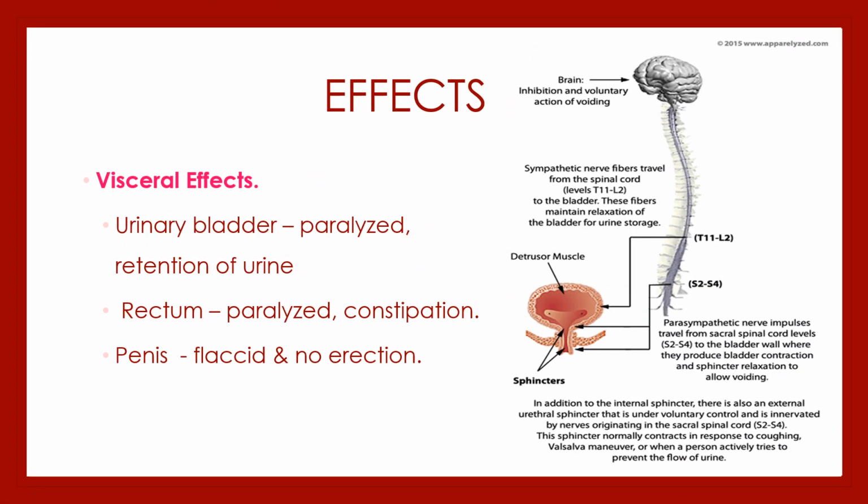Visceral effects. The urinary bladder is paralyzed, but the sphincter basically regains tone early, leading to retention of urine. The rectum also gets paralyzed, so the bowels become hypotonic and constipation occurs. The penis becomes flaccid. Erection is impossible in these patients. Remember this.